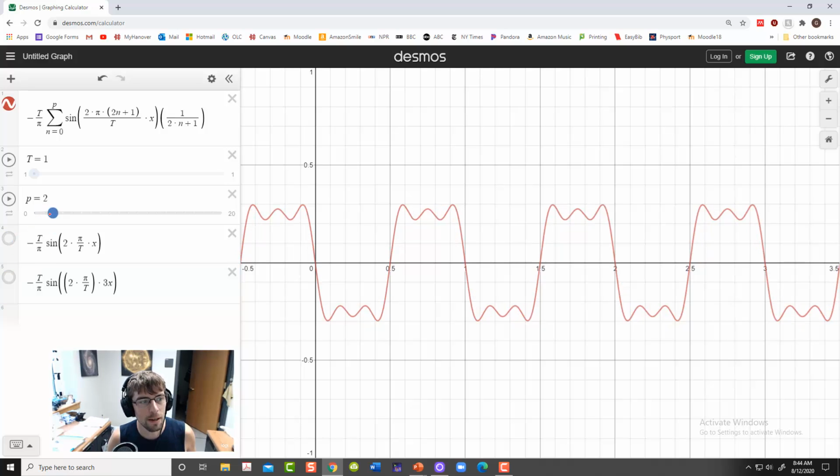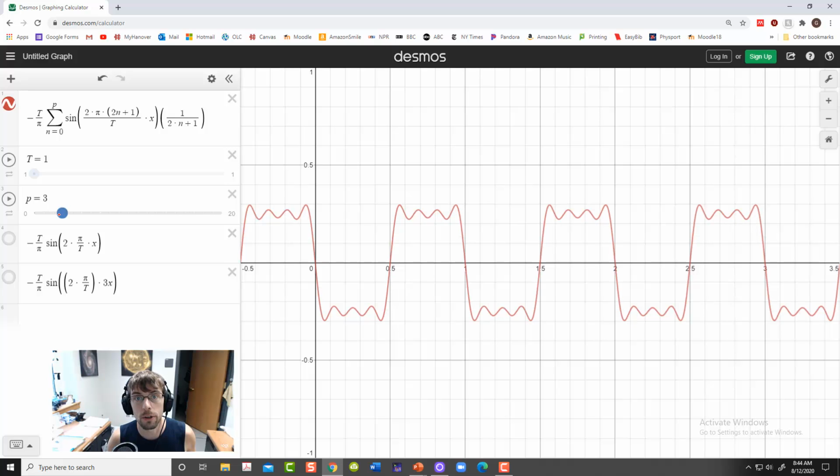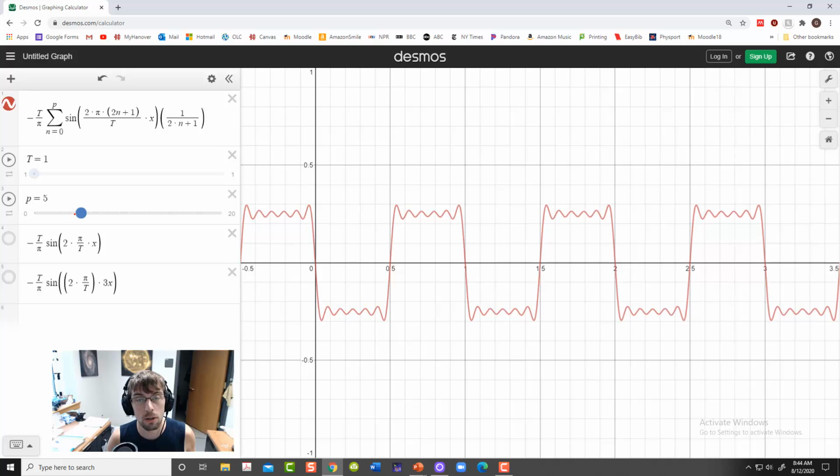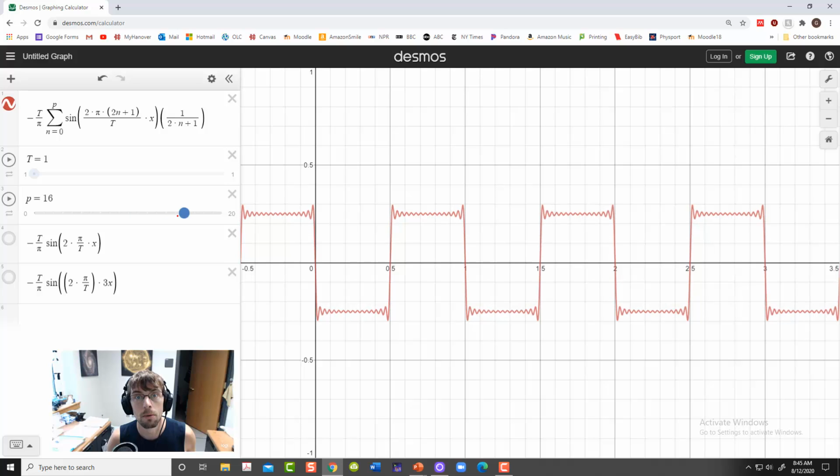And what will end up happening as you keep going, you'll notice it keeps raising the underestimated parts, it keeps lowering the overestimated parts, and as you add more and more terms, this starts becoming more and more square-ish. Pretty cool, huh?